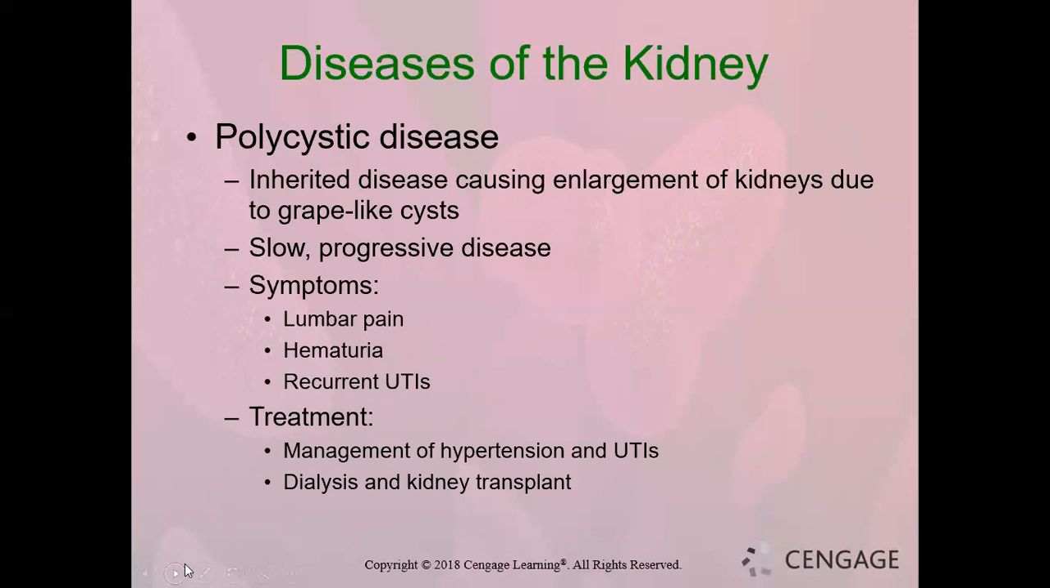Polycystic disease is an inherited disease causing enlargement of the kidneys due to grape-like cysts. It's a slow progressive disease, and you get lots of back pain, blood in your urine, and recurrent UTIs. Treatment is going to be managing the high blood pressure and the urinary tract infection, and these people are going to need dialysis and a kidney transplant.